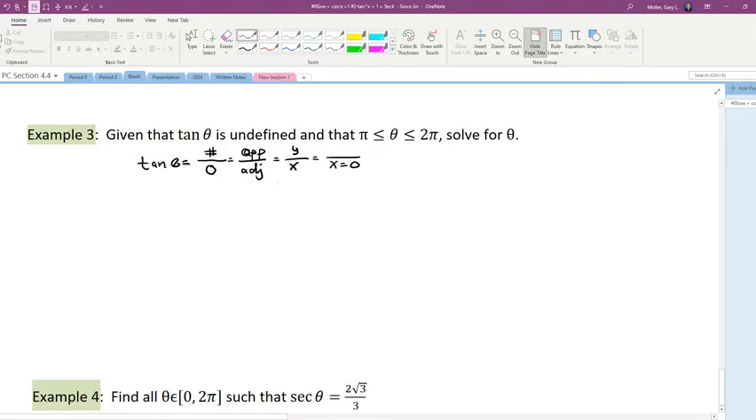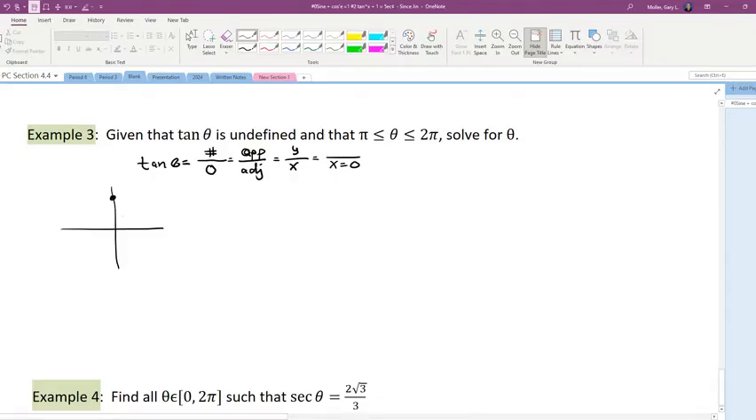Tangent is y over x, however you want to look at it. What doesn't really work is looking at it strictly as a right triangle, because technically this is not a right triangle, because we cannot draw a reference angle. How do I know that? Because if tangent of theta is undefined, then we're looking at an x value being 0.